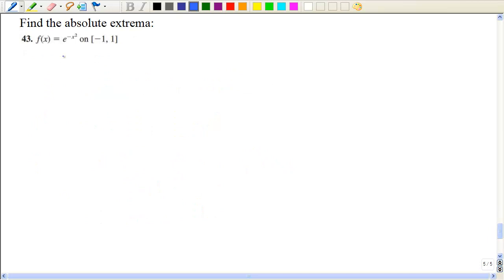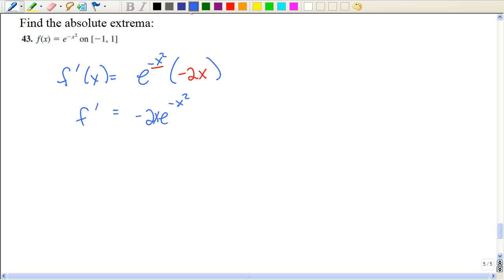Here we're asked to find the absolute extrema. So if you recall, we need to take the derivative and find the critical numbers. So we're going to have the original function times the derivative of the exponent. Right, so that's my derivative. Now I need to set that equal to 0. So we have 0 equals negative 2x. Now, this has a negative exponent, so I'm going to move that to the denominator and make it a positive exponent.